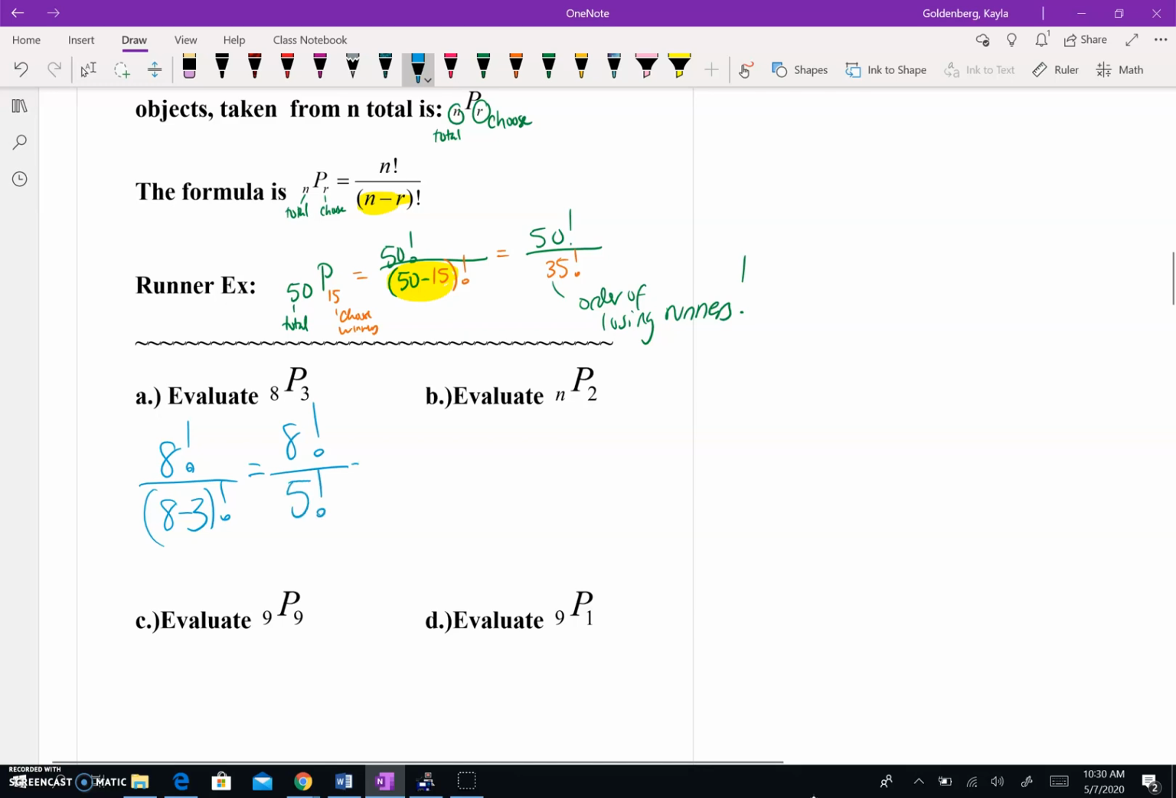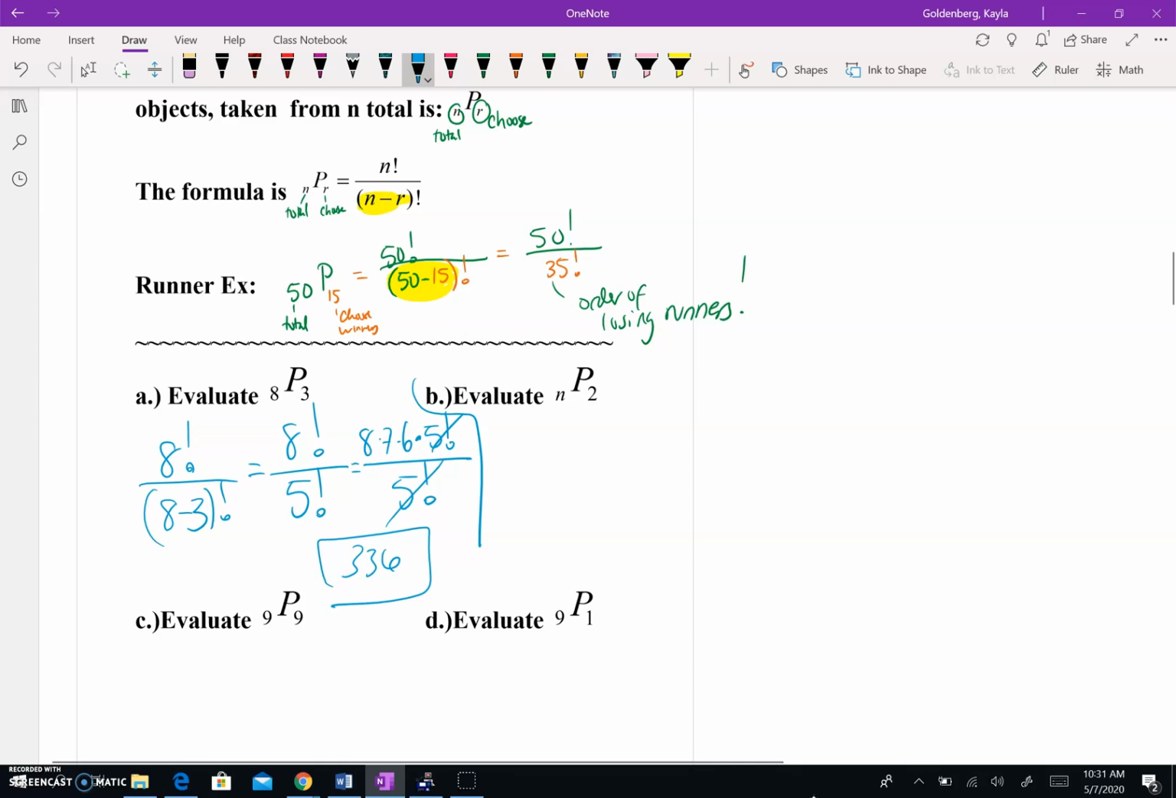And if you think about what this is going to look like, 8, 7, 6, when you get to 5, 5, 4, 3, 2, 1, that's the same thing as 5 factorial. And if you have 5 factorial on the bottom, they're going to cancel out with each other. And so we're left with just 8 times 7 times 6. And that's going to be 336 ways. And you might recognize that from before. That's just thinking of if you have 8 runners and you want first, second, third: 8 people for first place, 7 people for second, 6 people for third.